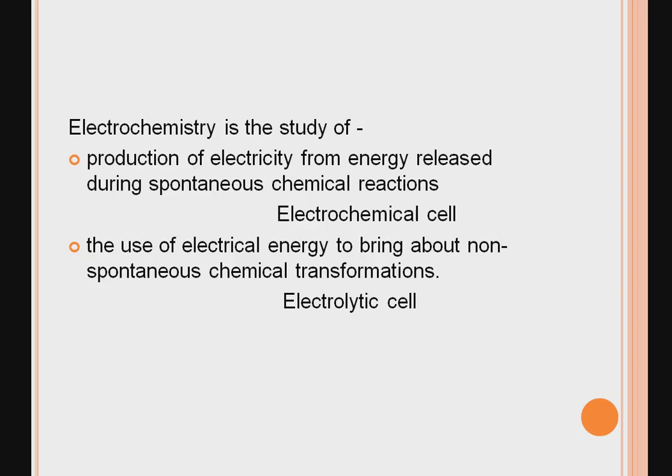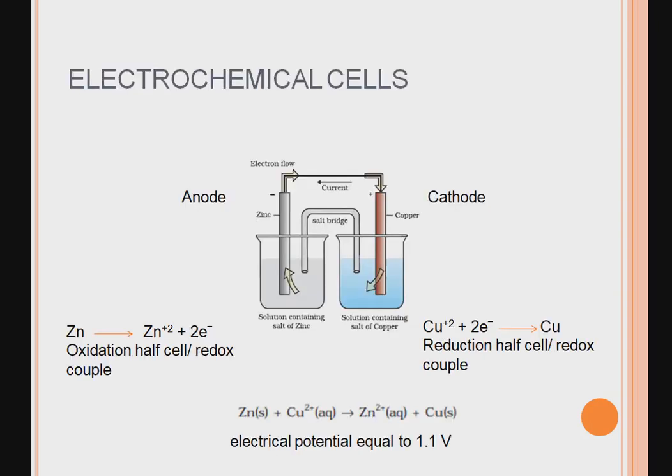non-spontaneous chemical transformations. The first part, that is production of electricity from the energy released, takes place in a special type of vessel known as electrochemical cells. Whereas the second, that is use of electrical energy to bring chemical transformations, takes place in electrolytic cell. Now, first of all, we will start with electrochemical cell.